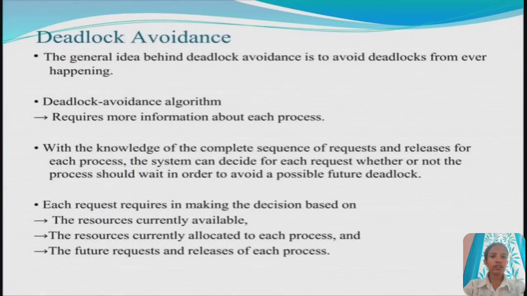Deadlock avoidance. The general idea behind deadlock avoidance is to avoid deadlocks from ever happening. A deadlock avoidance algorithm requires more information about each process. With the knowledge of the complete sequence of requests and releases for each process, the system can decide for each request whether or not a process should wait in order to avoid possible future deadlock. Each request requires the system to make the decision based on the resources currently available, the resources currently allocated to each process, and the future requests and releases of each process.